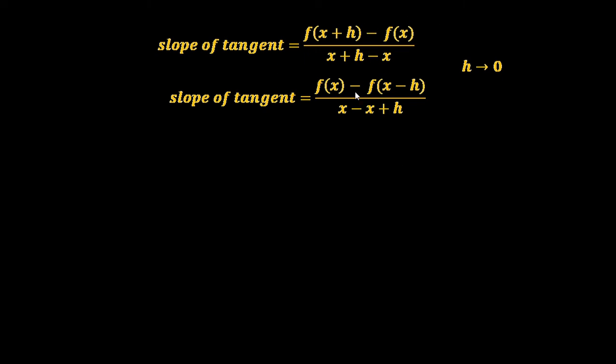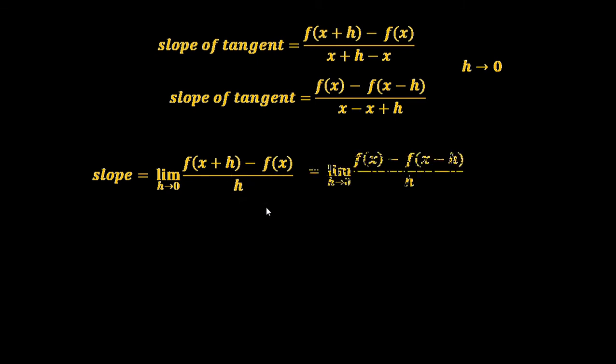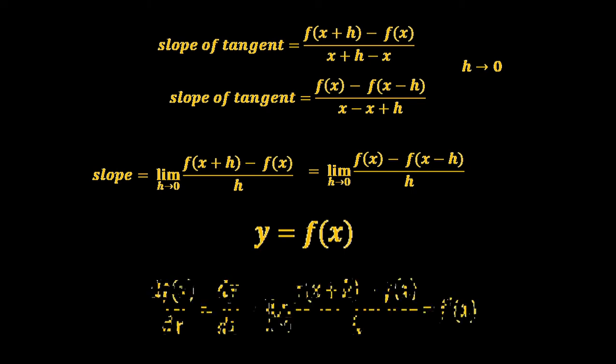Now, after combining this, we can write the slope of a tangent is limit h tends to 0 of f of x plus h minus f of x by h, and also f of x minus h by h. Now, if we consider y equals f of x, then this whole thing, limit h tends to 0 of f of x plus h minus f of x by h, where these points x plus h and x are very close, infinitesimally close to each other as h tends to 0.